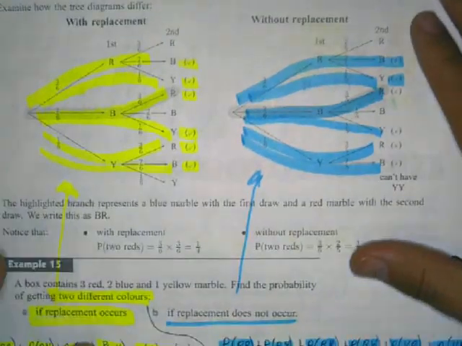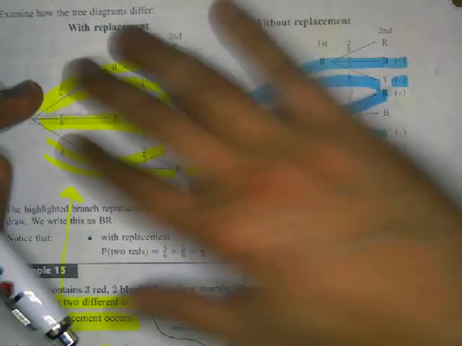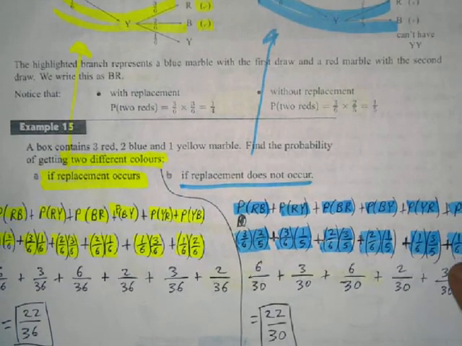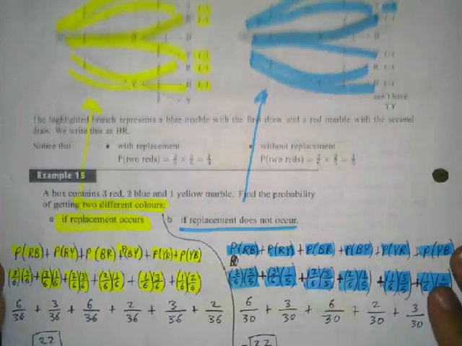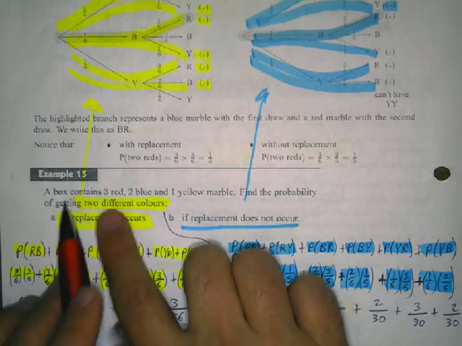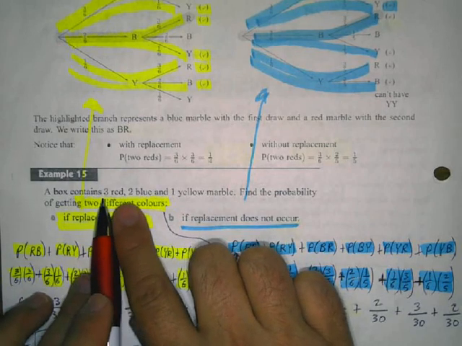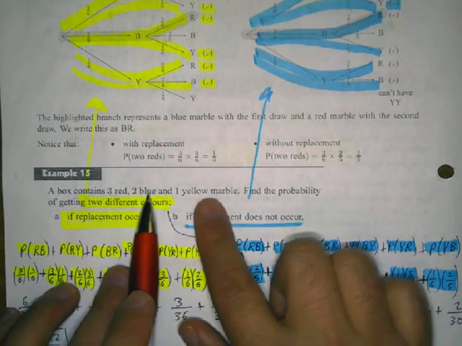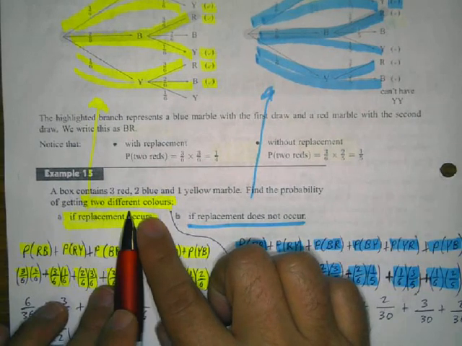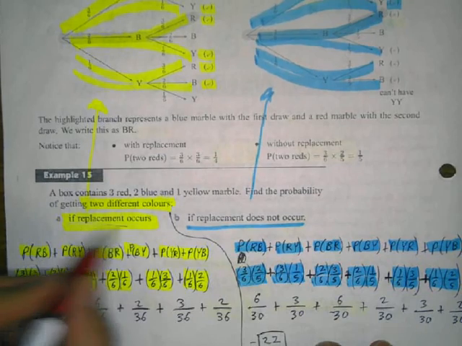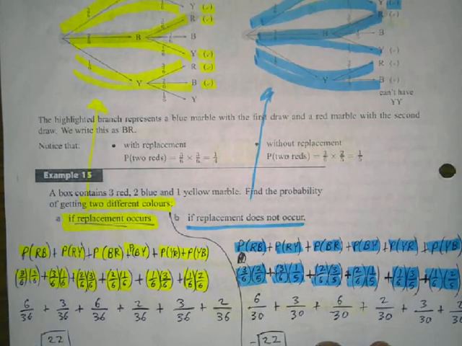Okay, I used this tree to help answer example 15. You might want to use highlighters like I do because I think the highlighters really help clarify what's happening. This question says, I have a box containing 3 red, 2 blue, and 1 yellow marble. Find the probability of getting 2 different colors if replacement occurs.